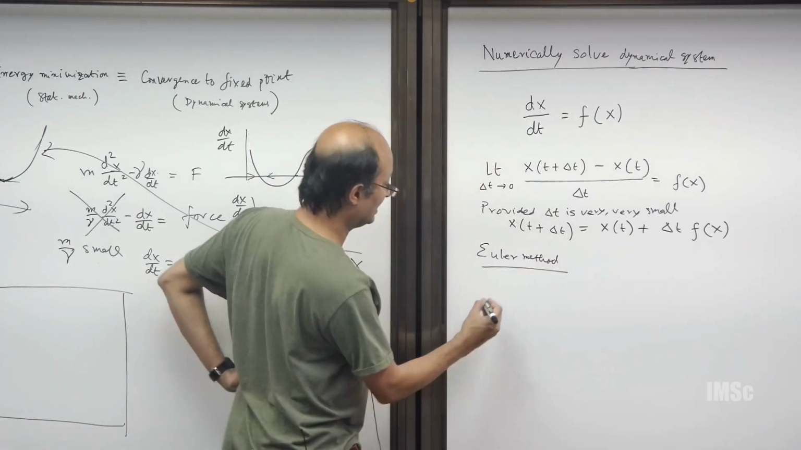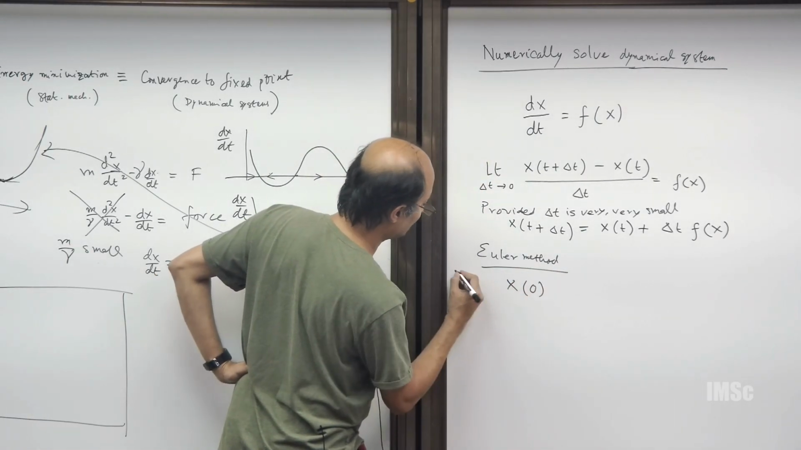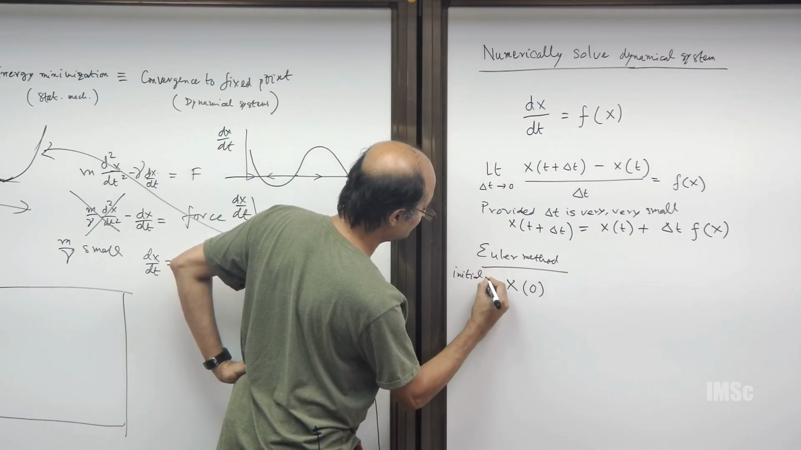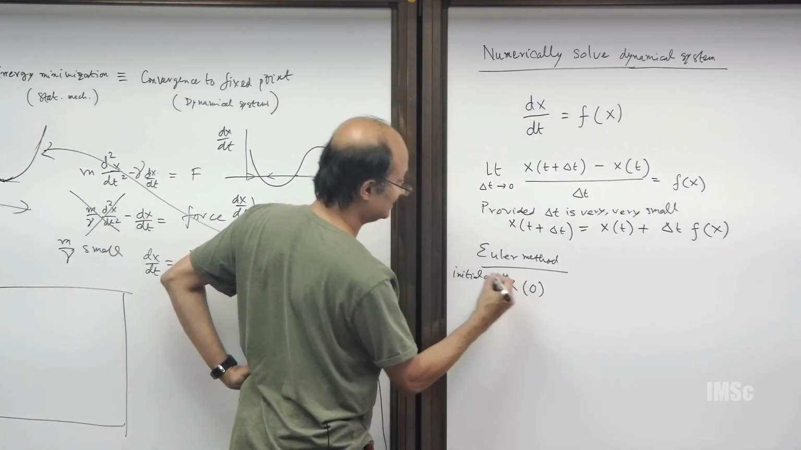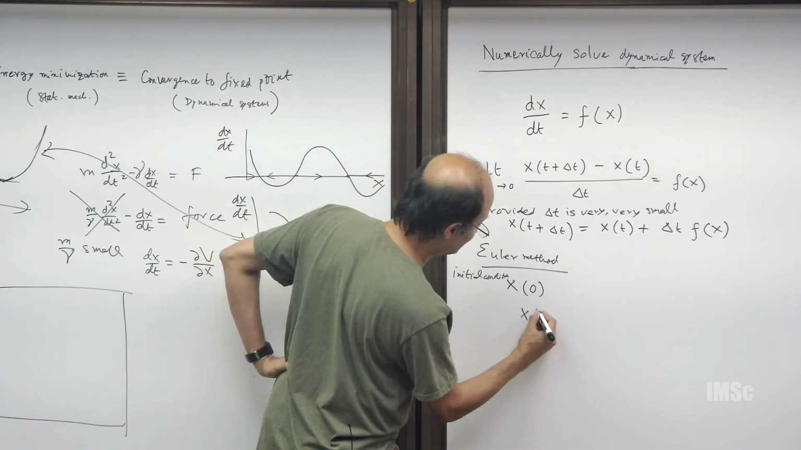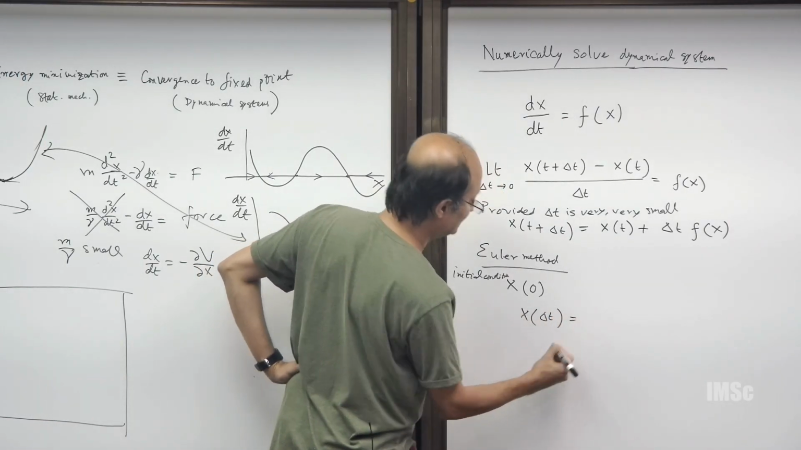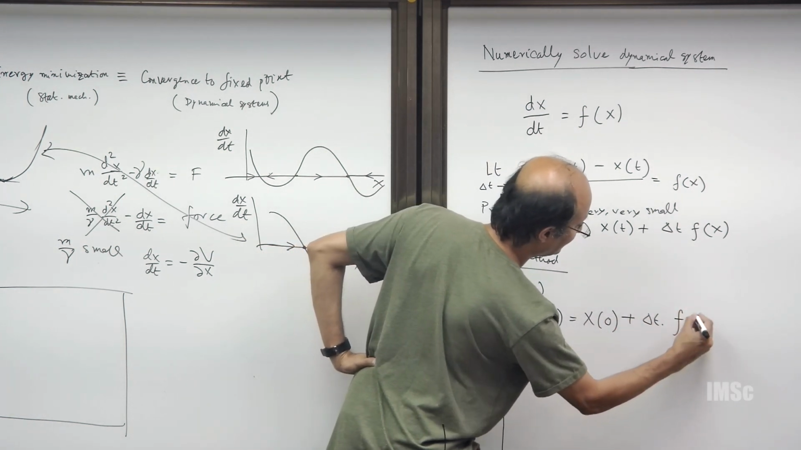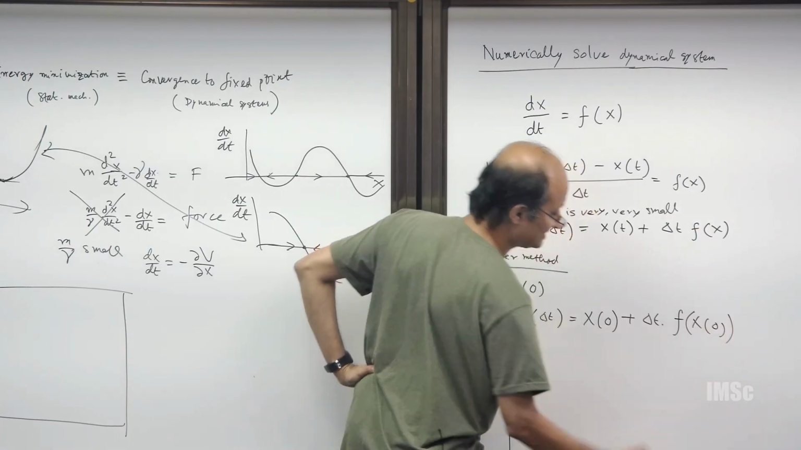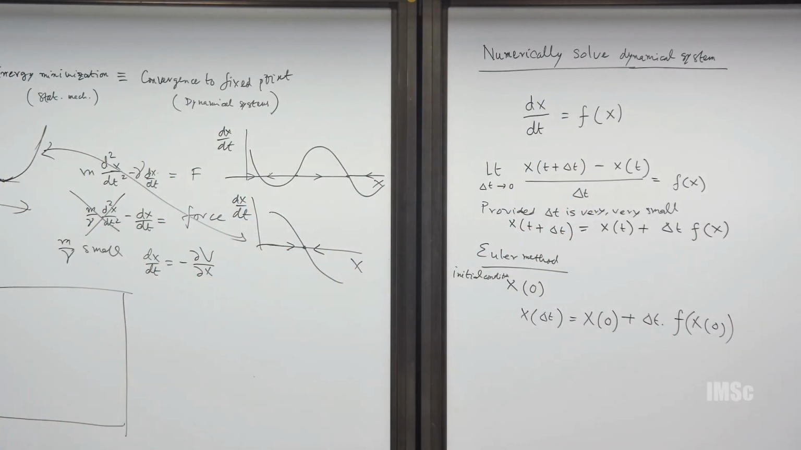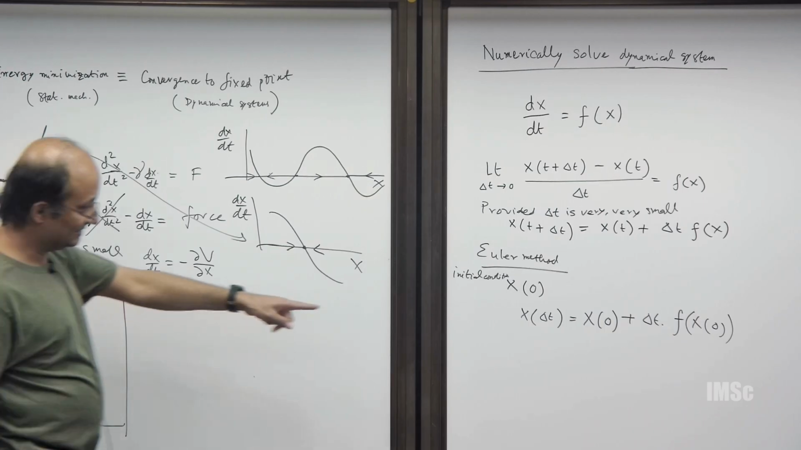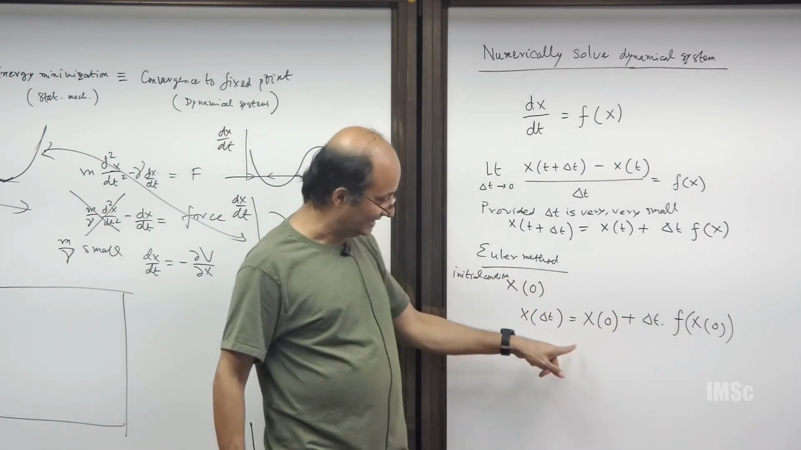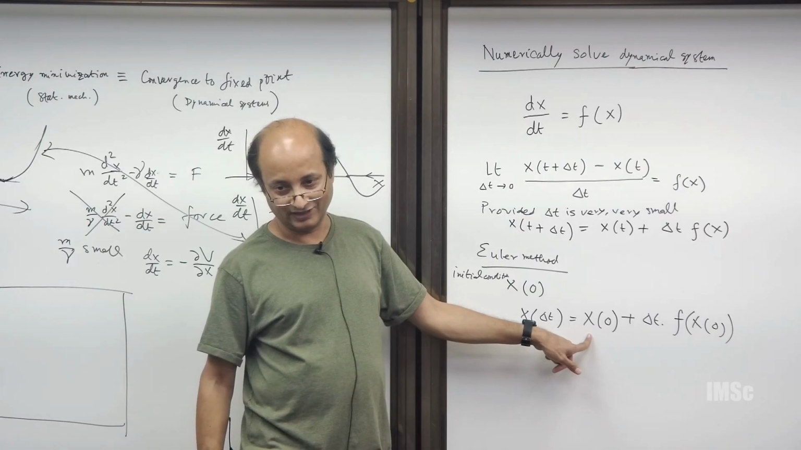where what you do is you start with some knowledge of the initial condition, x naught, and you find out what is x at time delta t by just evaluating f of x at the initial condition. So, f can be any function, you just plug in the value of x naught and multiply delta t with it, and you add it to the initial value of x naught.